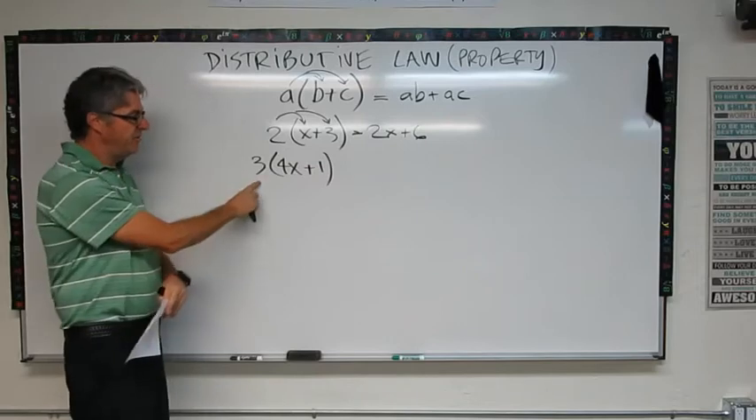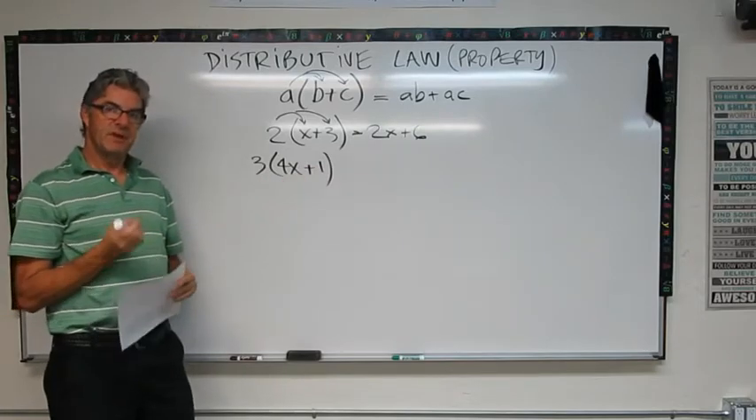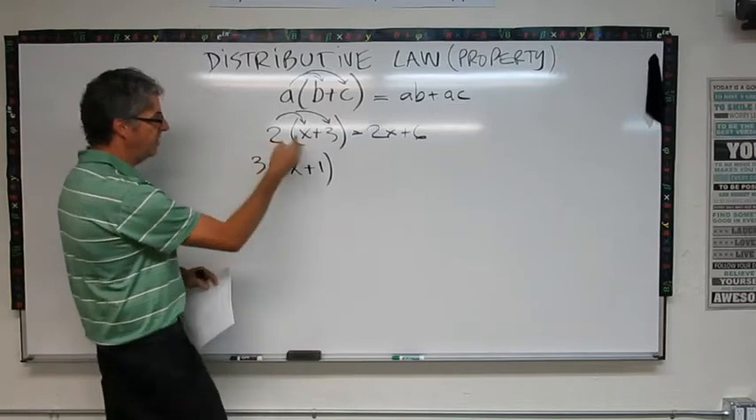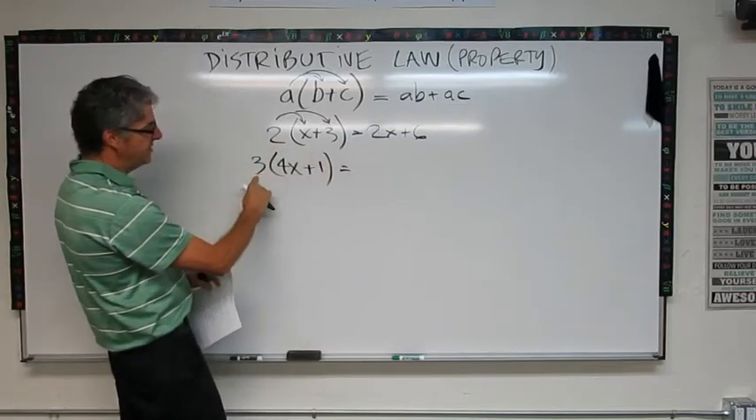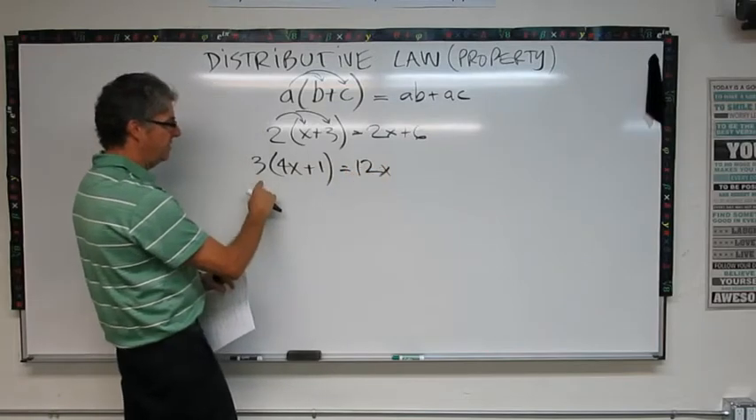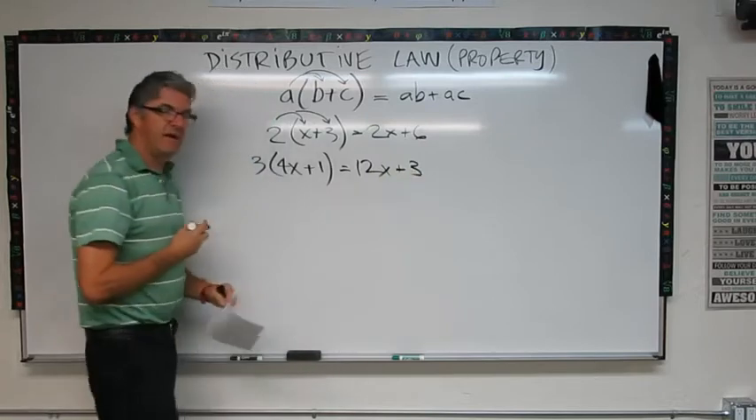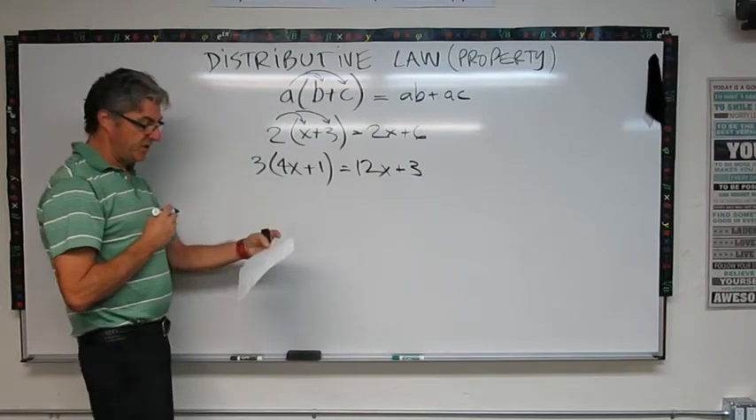Try that. 3 times (4x plus 1). Pause the video. Okay, let's see how you did. Again, we're going to do our rainbow. We're going to do 3 times 4x, 12x. 3 times 1 is just 3. Okay, let's give you another one to try.